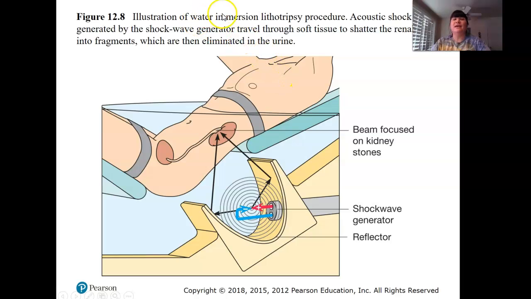Okay. With water immersion, acoustic shock waves generated from a shockwave generator travel through the soft tissue to shatter the stones into fragments, which are then eliminated in the urine. So again, the idea is to break up the stones, make them smaller, and then the person can urinate them out. Okay, so shock waves.